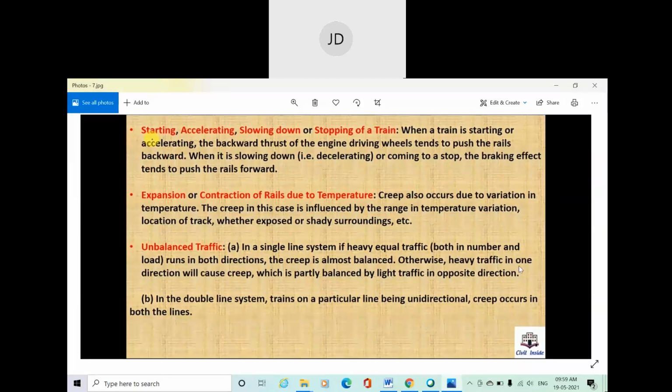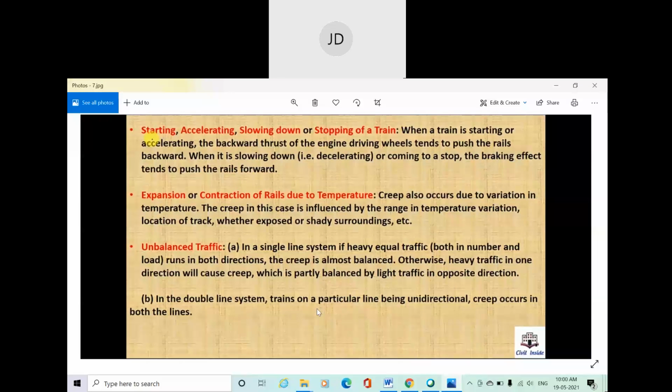Otherwise, the heavy traffic in one direction will cause creep, which is partly balanced by light traffic in the opposite direction. That means if traffic is light, the creep will be minimum. In a double line system, the train on a particular line being unidirectional, creep occurs in both lines. Double line system means there is an individual line for each direction. That means there is a possibility of creep. These all are causes of creep.